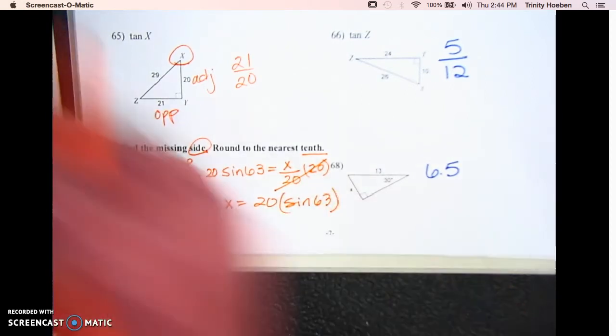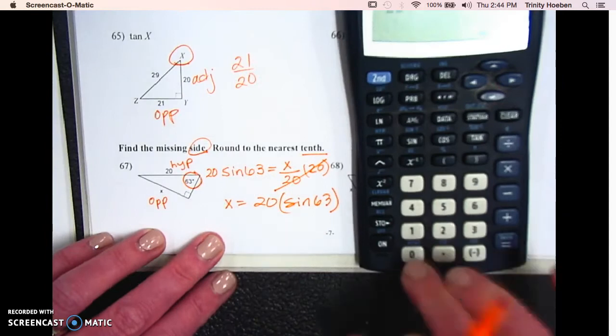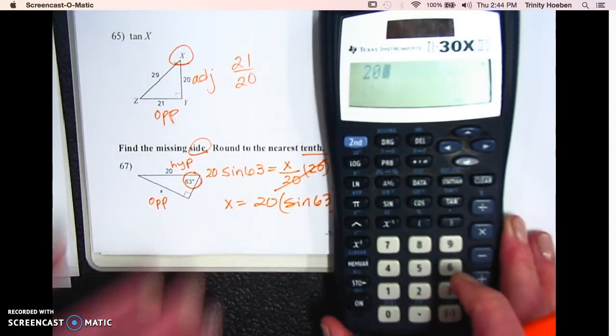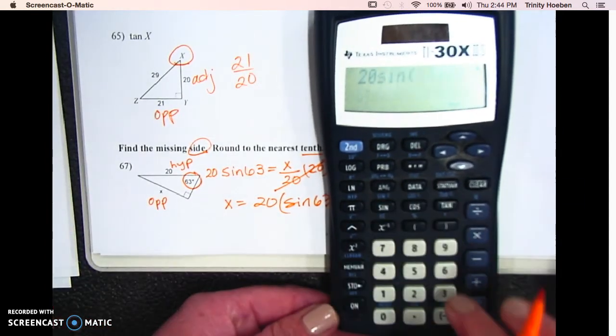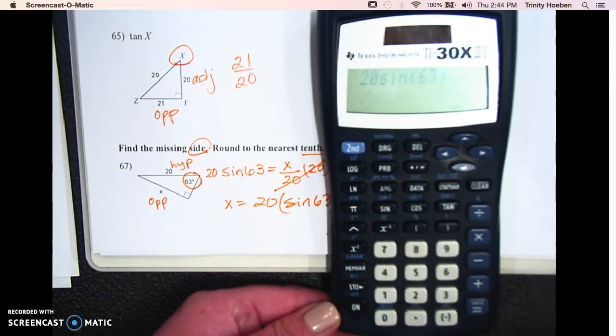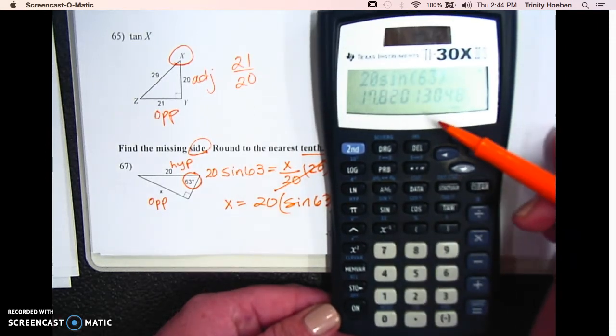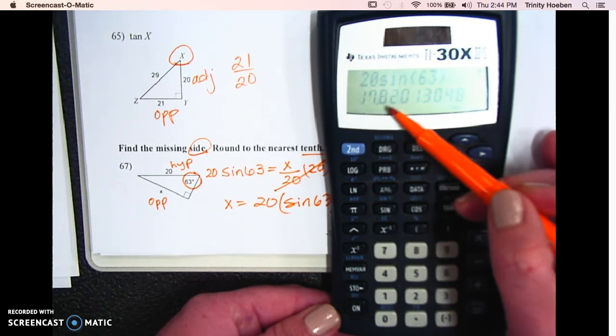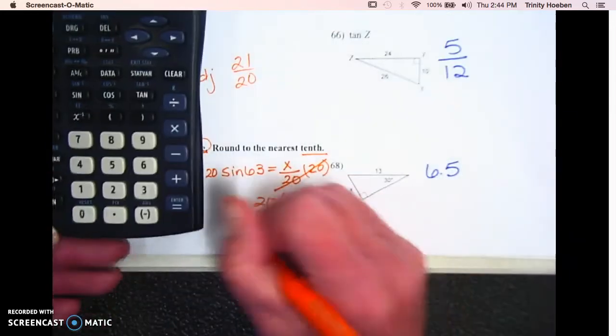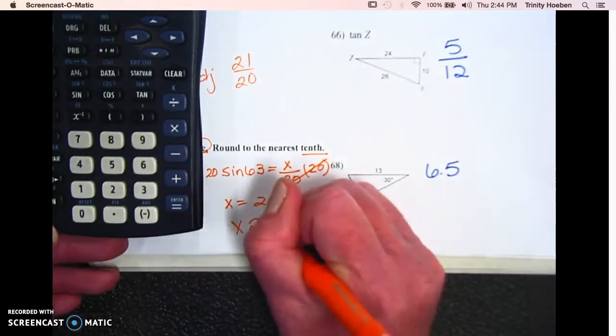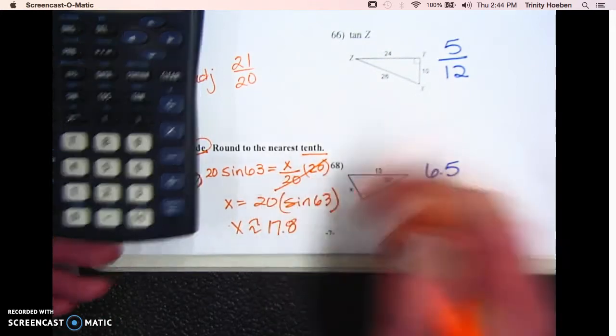And you just want to type that into your calculator. So again, make sure it's in degree mode. Type 20, hit the sine button, punch in 63, hit the equal sign. We're rounding to the nearest tenth, so we have 17.8. There's a 2 next to it, so it's going to stay. X is approximately 17.8.